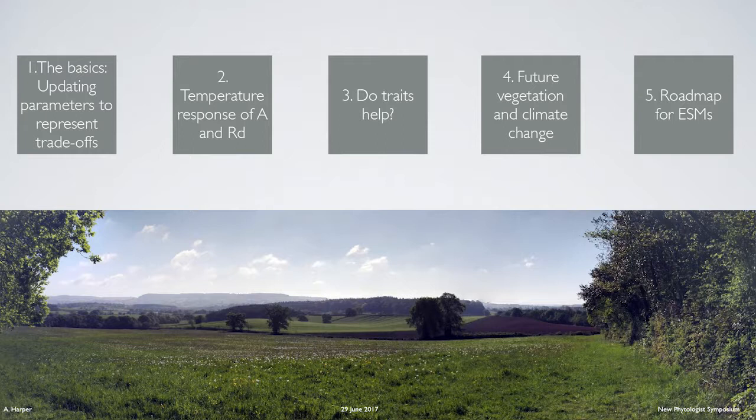So this is an overview of what I'll be talking about for the next 20 minutes or so. First, I'll start with some basics of how we've been updating parameters to represent trade-offs in Jules. Then I'll talk about some temperature responses of photosynthesis and respiration that we've tried to include. And then I'll ask, this seems like a slightly controversial question, but do traits help? And you know, I probably wouldn't be here if the answer to that was no, so don't worry. I'll talk a bit about future vegetation and climate change in the model, and then just some things that have come to mind over the past couple of days, and indeed over the past few years, of what we need to be doing next for Earth system models.